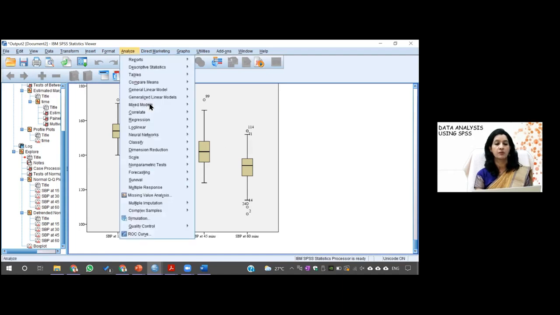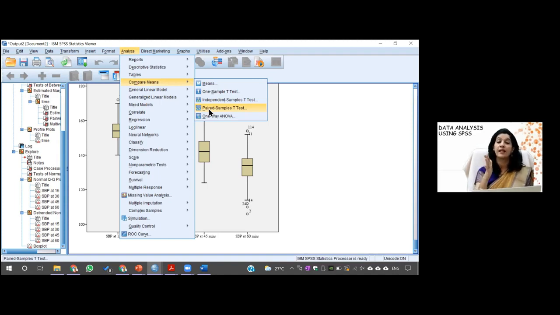So then I'll go to analyze and I'll go to the general linear model, because till now you have used this comparison of means. You have seen one sample t-test, independent sample t-test, paired sample t-test, and one-way ANOVA. In paired sample t-test, if you can recall, we test the normality of the difference between the pre-post. So in paired t, we create another variable for the difference between the post and pre.